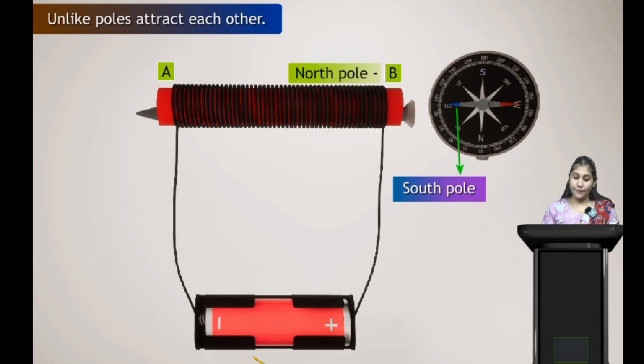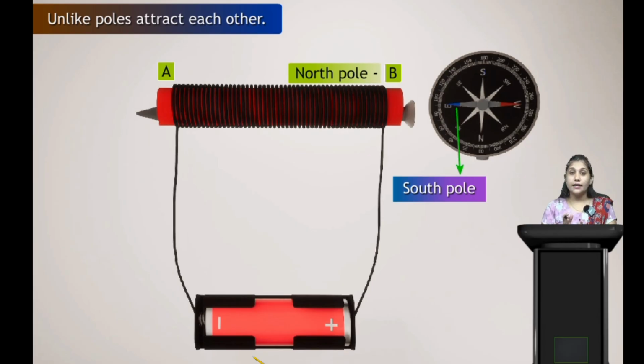See, the north pole. As soon as we bring the magnetic compass in front of it, the needle gets attracted, and we all know this blue is the south pole. That means B is the north pole.